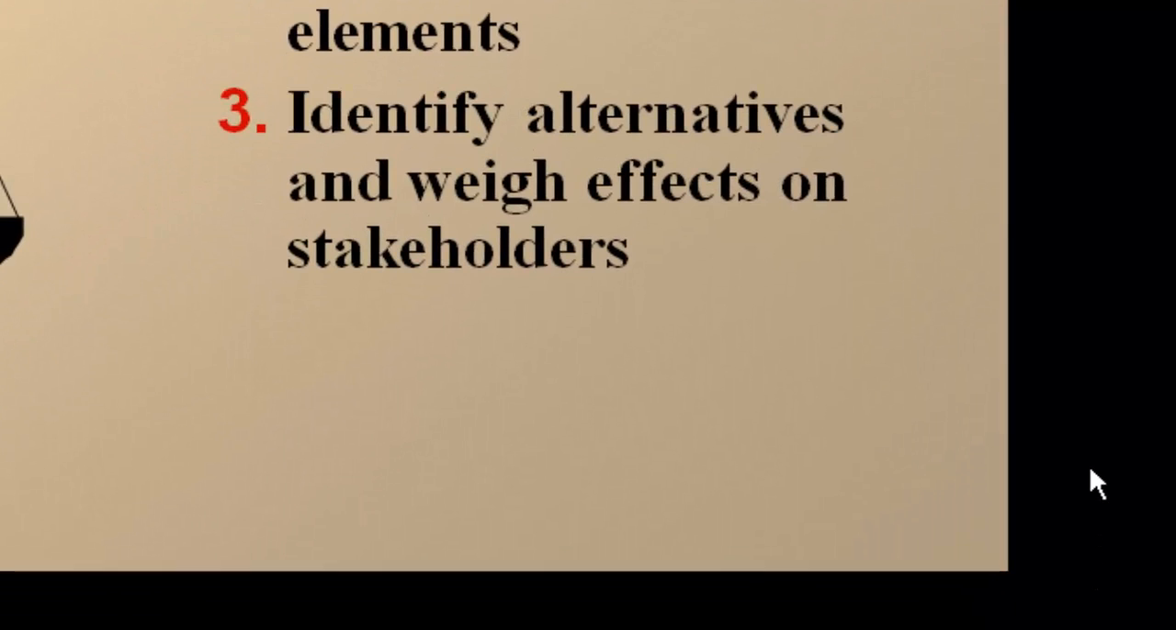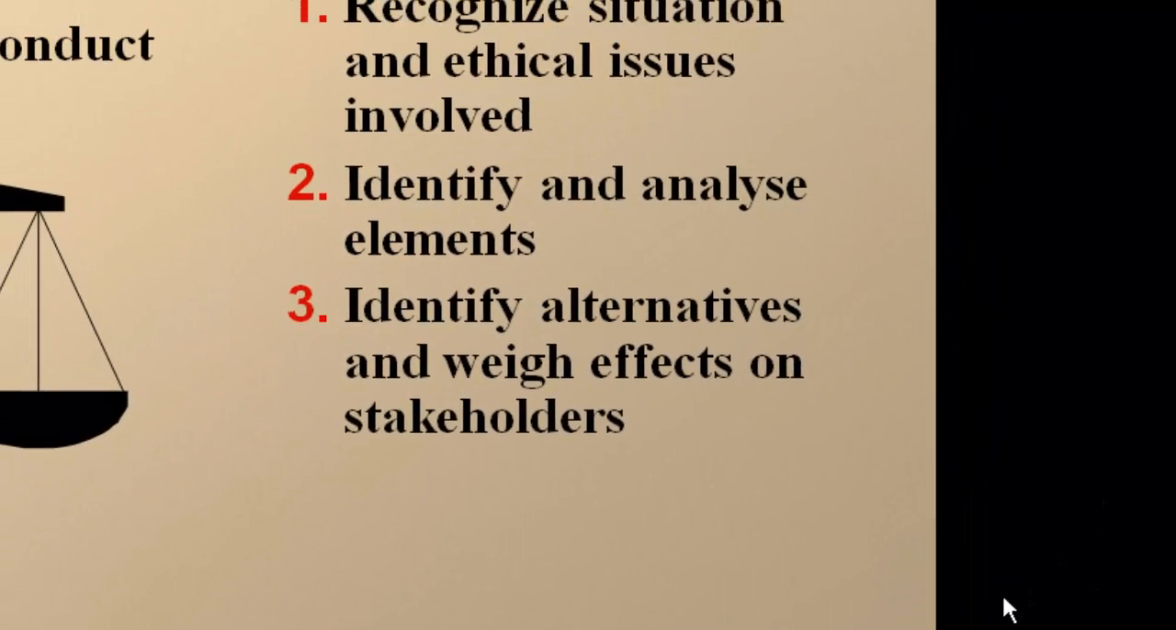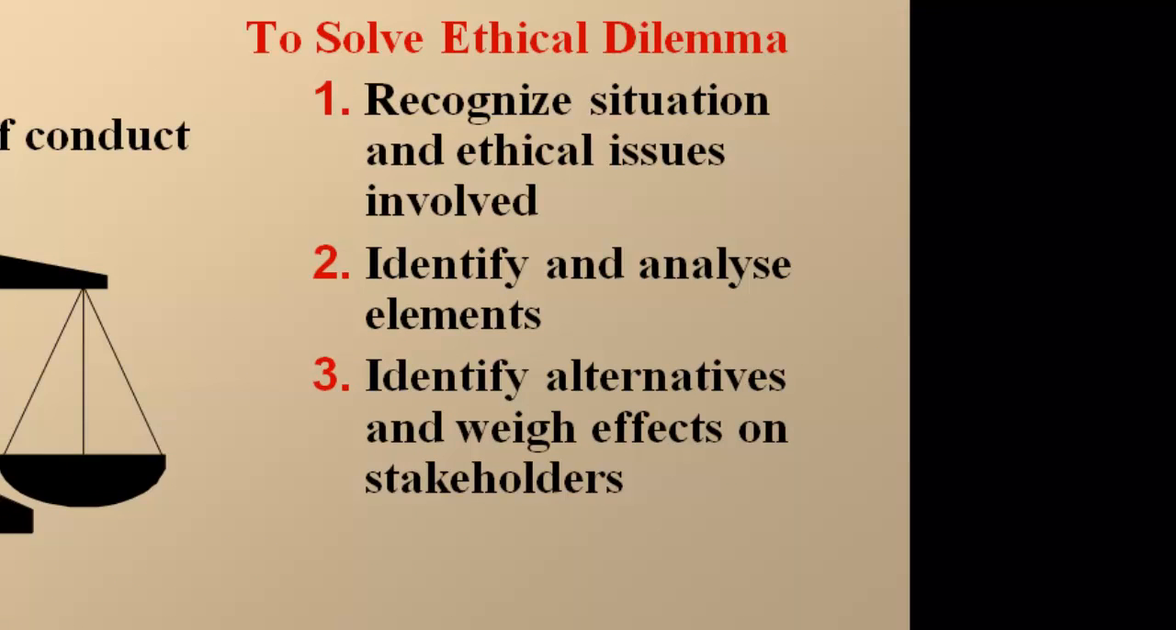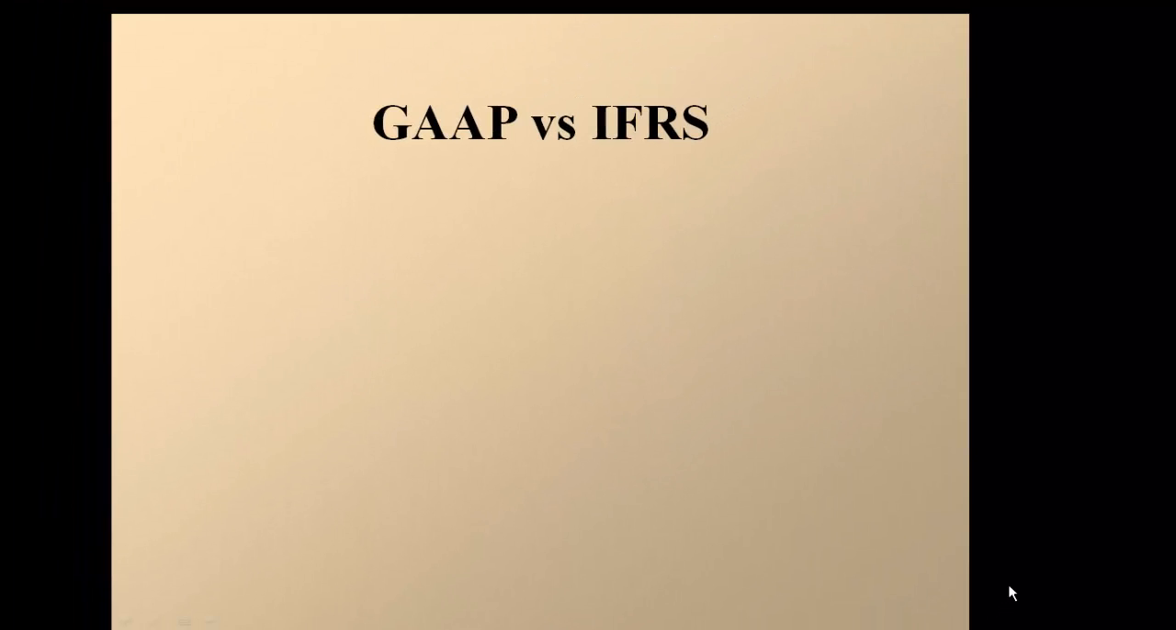Next, make a list of alternatives and weigh the pros and cons or the effects on all stakeholders. Once you do this, hopefully your decision is a little bit more clear. Probably not easy to make, but a little bit more clear, and then you will be able to decide on the direction you will be moving in. We'll be talking about ethics as we move forward in this course.